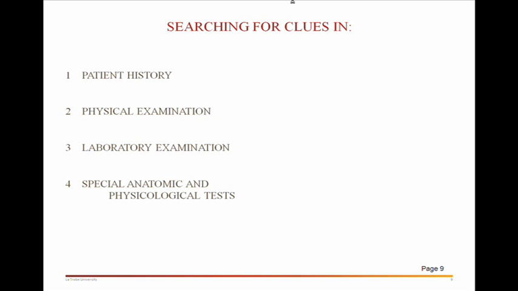You can search for clues in the following: the patient history, the physical examination, the laboratory examination, the special anatomic and physiological tests. A typical example: searching for clues in patient history. A patient may present with a history of conditions such as diabetes. They may present to you with a range of symptoms that may be related to complications concerning diabetes.